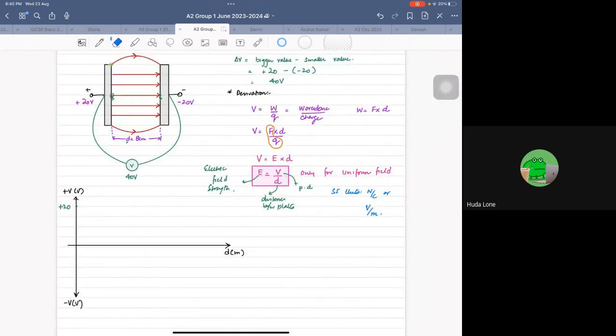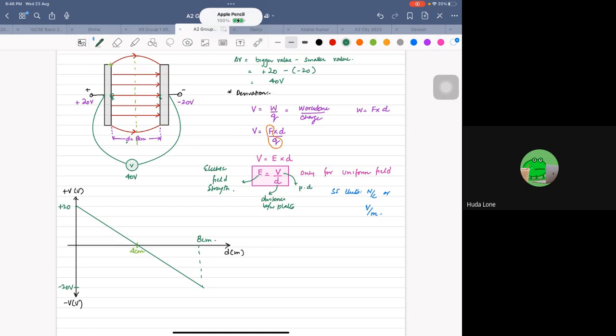Exactly in the middle, let me do it with a different color. Exactly in the middle, because the potential on both sides is one positive, one negative, it should be 0. So exactly at 4 centimeter, the line would go to 0 and then continue going downwards till it reaches negative 20 volts, which is exactly at the 8 centimeter mark. Do you guys get it? Okay.